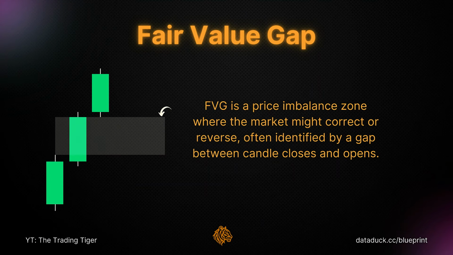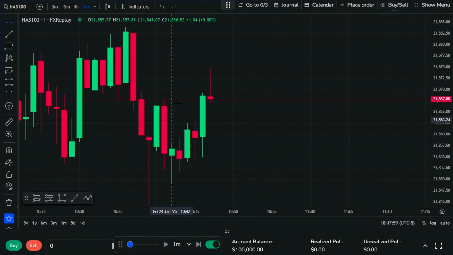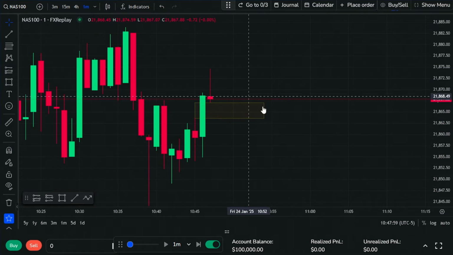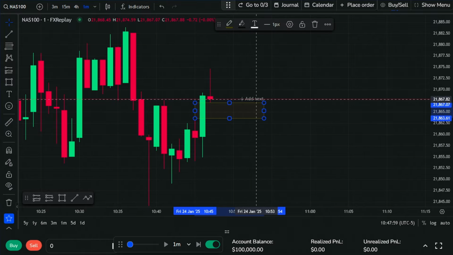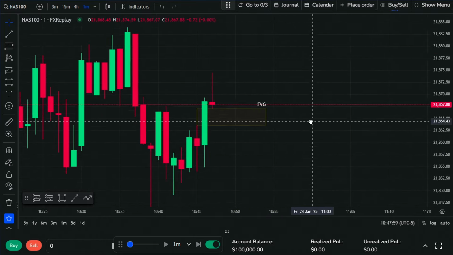Now, let's dive into fair value gaps, or FVGs, one of the most powerful tools you can use to spot trading opportunities. Picture this, a 3-candle pattern where the wicks of the first and third candles don't overlap, leaving a clear gap in price. This gap, or imbalance, is like a vacuum in the market, and more often than not, the price will return to fill it. That's the essence of a fair value gap.